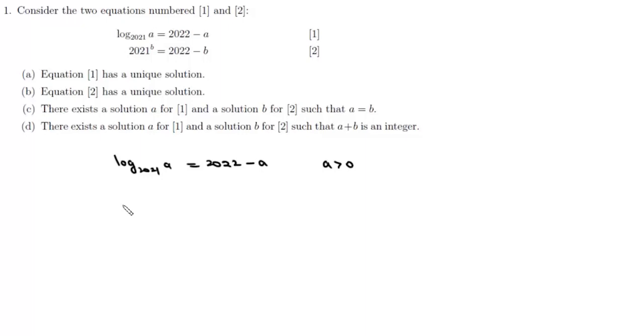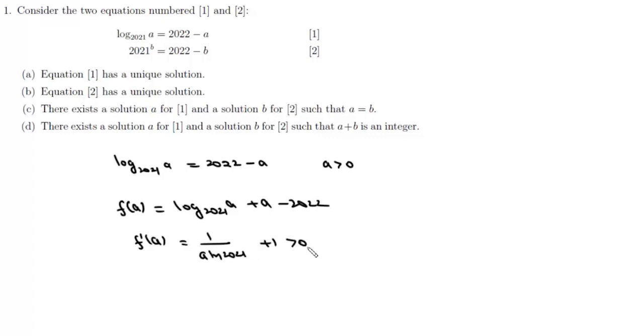Now if we write a function f(a), we can write this function f(a) as log a base 2021 plus a minus 2022. If we differentiate this, we'll get 1 upon a log 2021 plus 1, which is greater than 0. That means this function is strictly increasing. Now we look at f near 0 and at infinity.